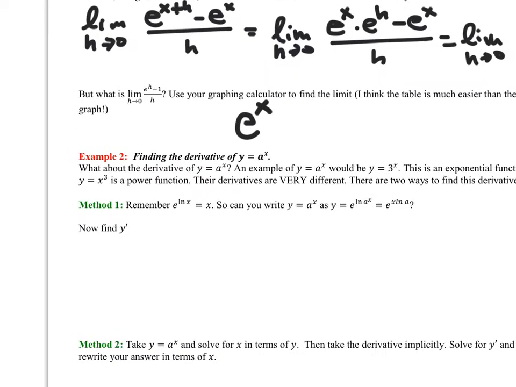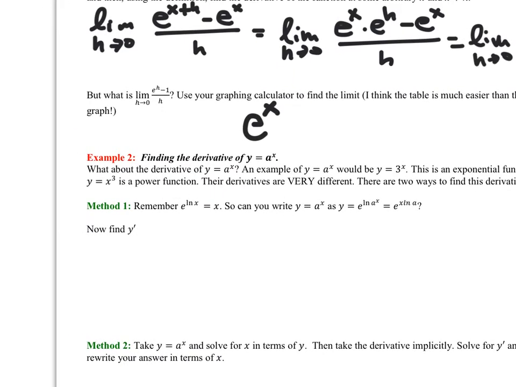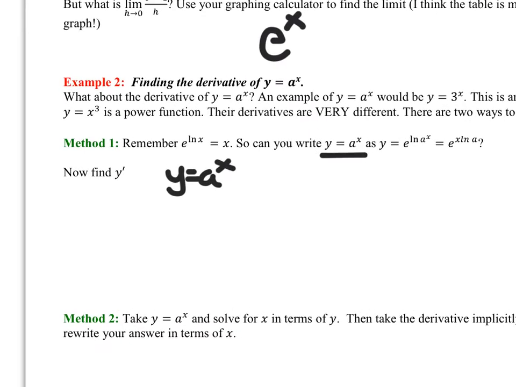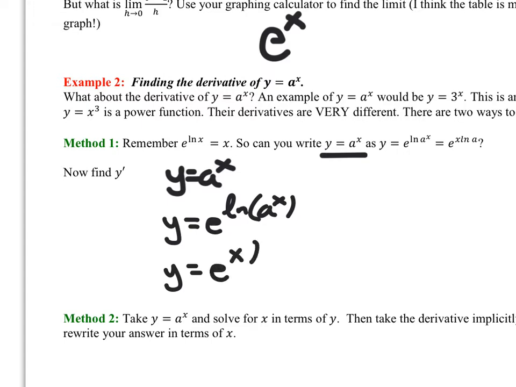Okay, so let's move on to finding the derivative of y equals a to the x. Let's go ahead and start by writing out, as it says here, y equals a to the x. And let's write that as y equals e to the ln of a to the x. We could then manipulate writing that again, bring that x down in front as y equals e to the x times ln of a.